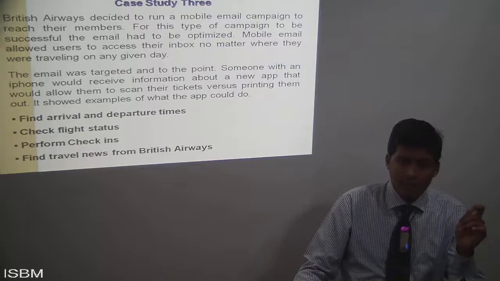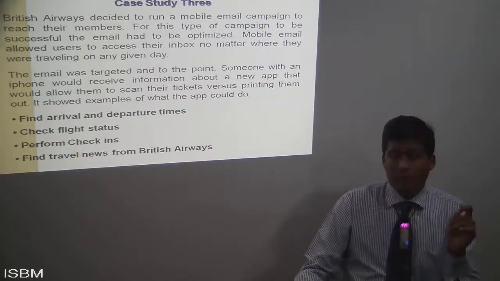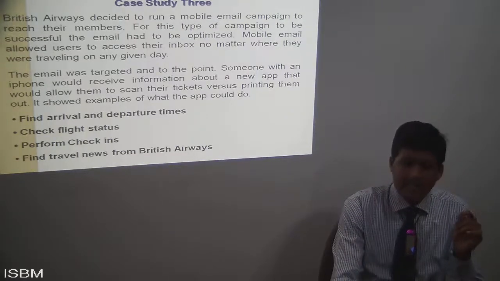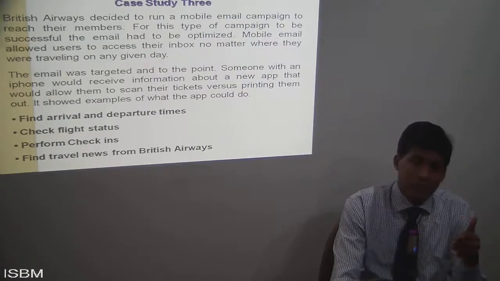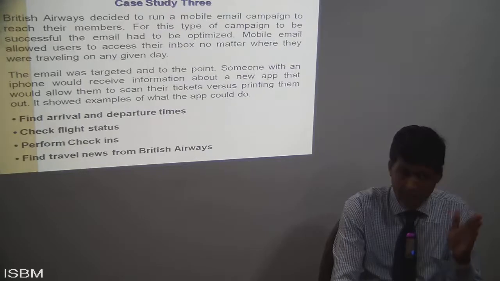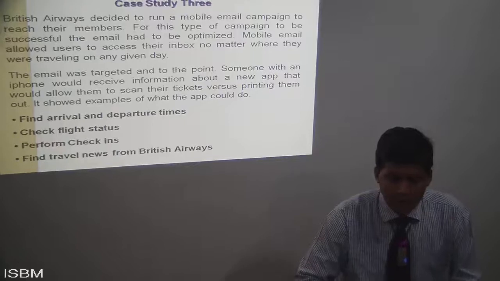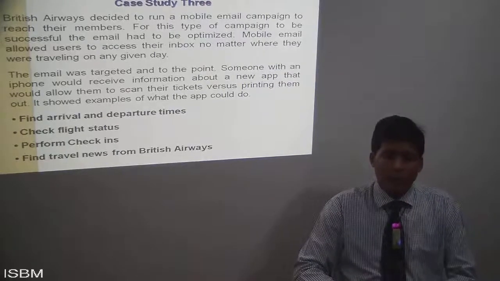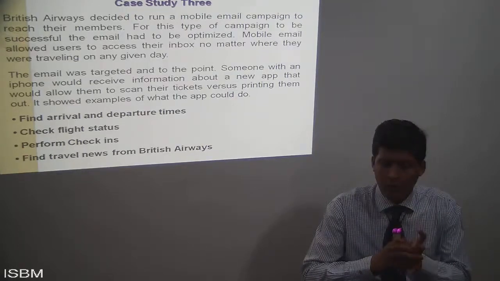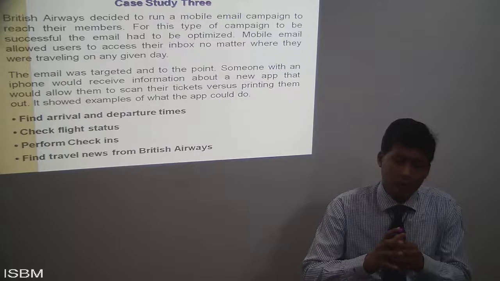For this type of campaigning to be successful or optimized, mobile emails allowed users to access their inbox no matter where they were traveling on a given day. So they were able to access the emails as well. This email was targeted and to the point, very sharp, specific, precise. Someone with an iPhone would receive information about the new app and would be allowed to scan their tickets versus printing them out. It showed examples of what the app could do.